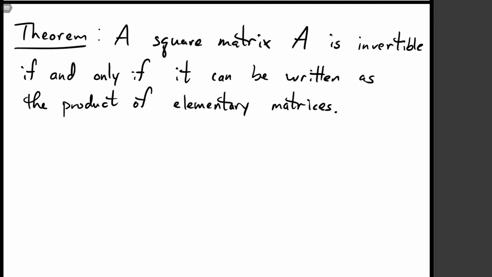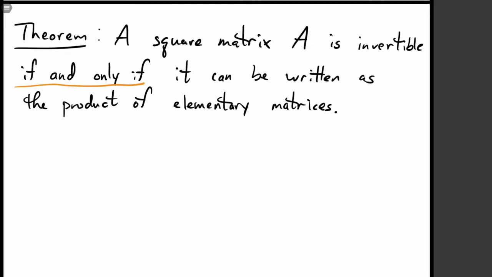Well, first off, let's talk about what this theorem means. So we have this phrase in here, if and only if. What that means is that this theorem is bidirectional. So it means if the matrix is invertible, then we can write it as a product of elementary matrices. But if we have something written as the product of elementary matrices, then it must also be invertible. So there's kind of two directions to this theorem. There's a forward direction and a backward direction.